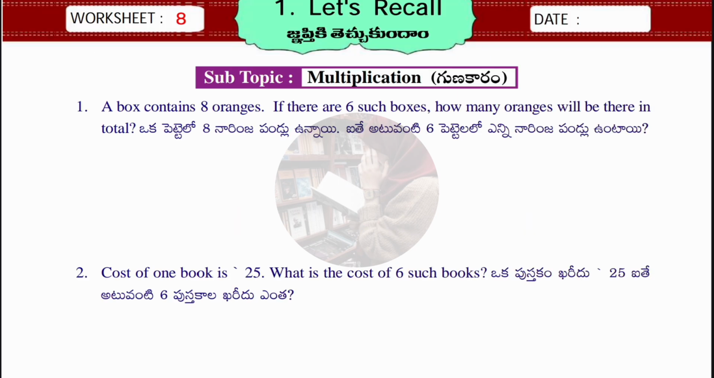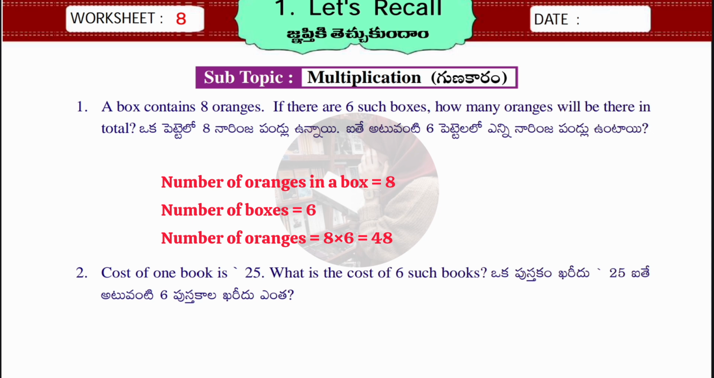Okay, now we'll move to the next worksheet, that is worksheet number 8. Here the subtopic is multiplication again. First question is, a box contains 8 oranges. If there are 6 such boxes, how many oranges will be there in total? Suppose in one box there are 8 oranges and you have 6 boxes. Then you have to do multiplication, 8 6s 48. Number of oranges in a box is 8, number of boxes is 6, so total number of oranges is 8 multiplied by 6, which is 48.